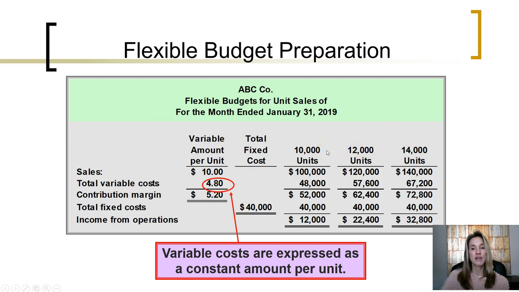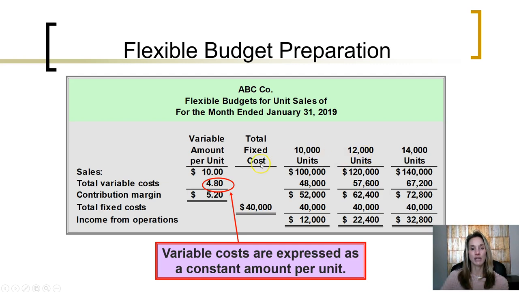Preparing a budget for 10,000 units requires us to take the budget of 10,000 units times the budgeted selling price per unit to get budgeted revenues for sales of 10,000 units. We take the budgeted level of sales times the variable cost per unit to get the total variable cost budgeted. We do the same thing for a 12,000 unit budget.